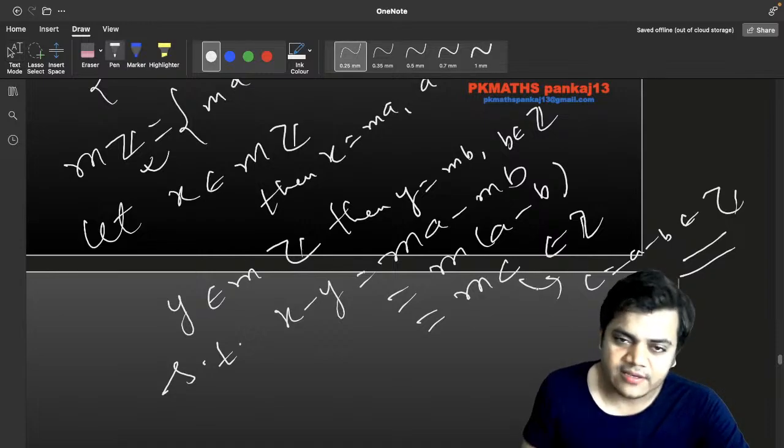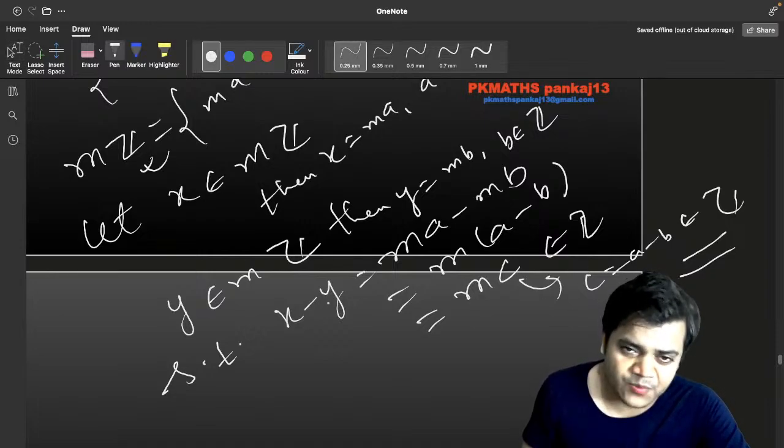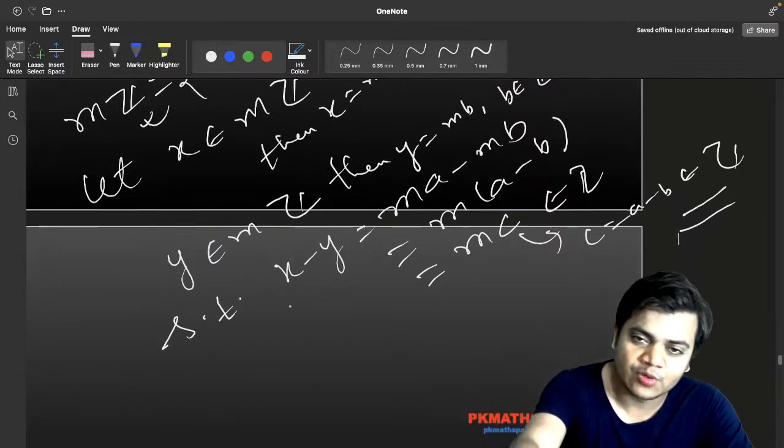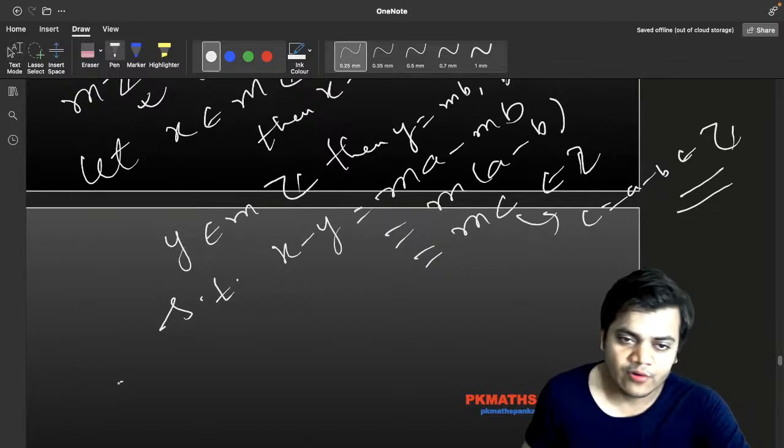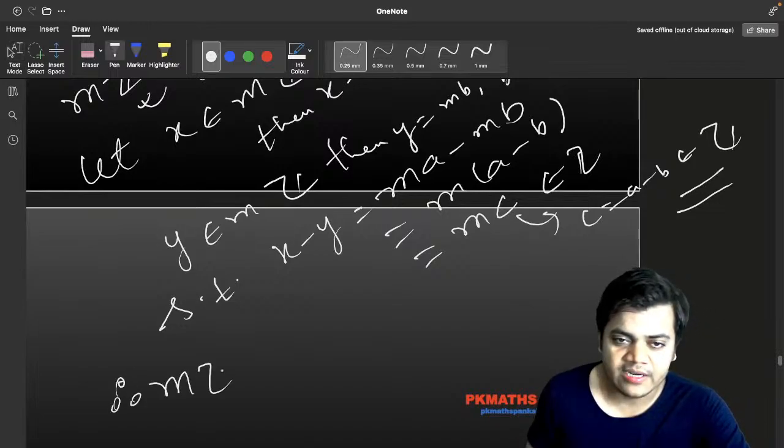So that's the reason we can say, from the subgroup criteria with respect to addition, that certainly this mZ is a subgroup of Z. Therefore we can say this mZ is a subgroup of Z.